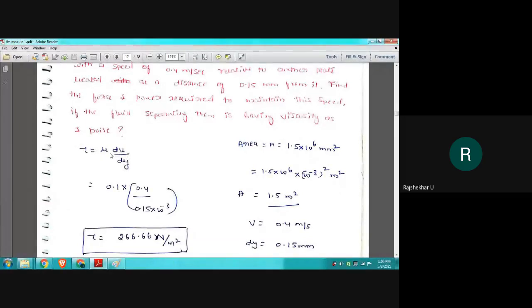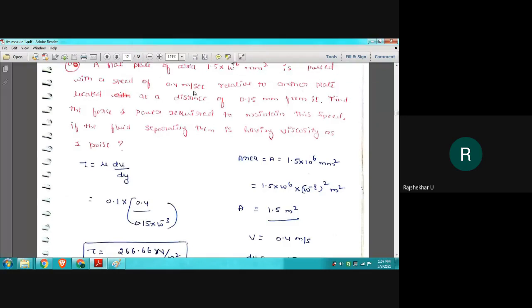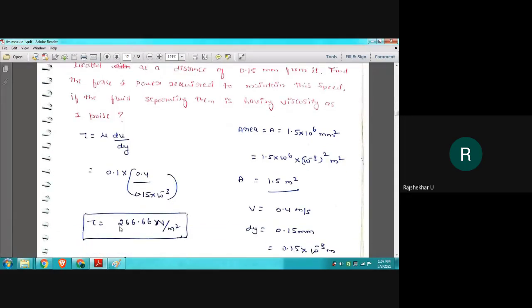So mu is given 1 poise divided by 10. You will get it in Newton second per meter square. So 1 divided by 10 is 0.1. Du is already given here. Relative speed or relative velocity is 0.4. 0.4 is substituted. Dy it is 0.15 mm, 0.15 into 10 power minus 3 meters. Okay. So this is the value of tau.